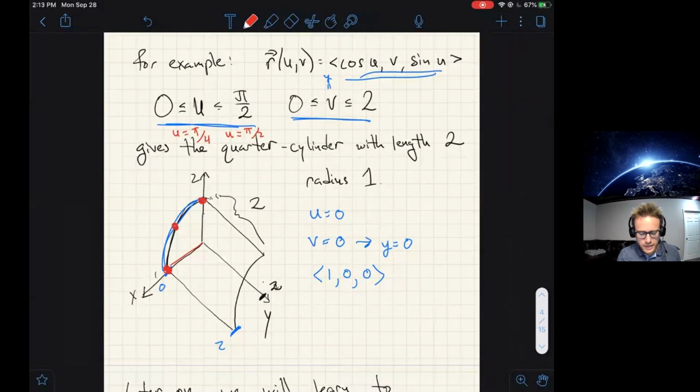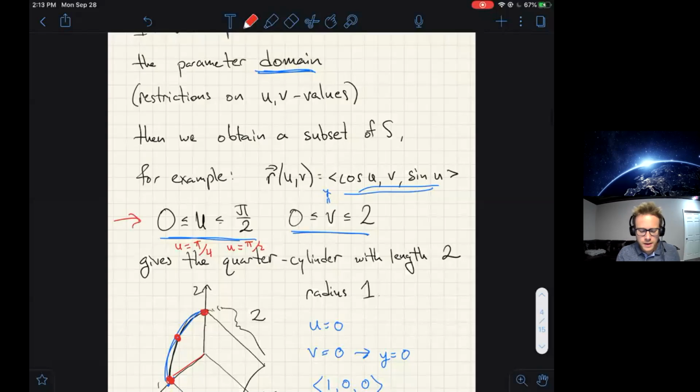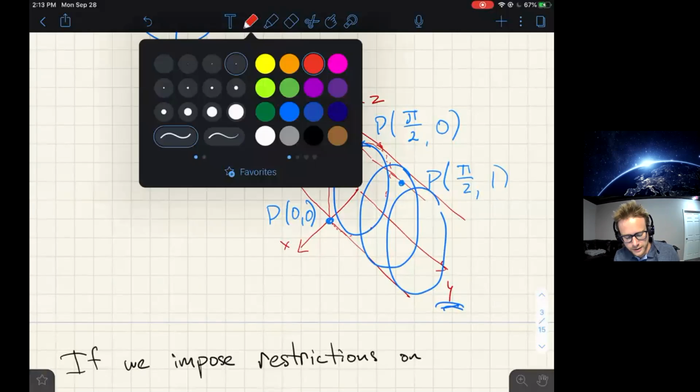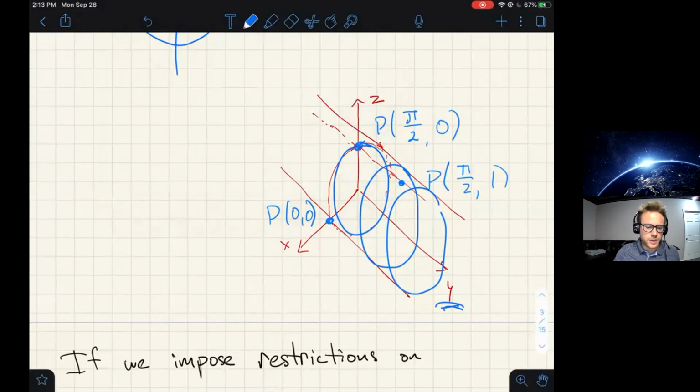All right, so again, that's if we restrict the domain. I had a request to show the picture of the cylinder one more time. So we'll stare at this while I look and see if there were any other questions.